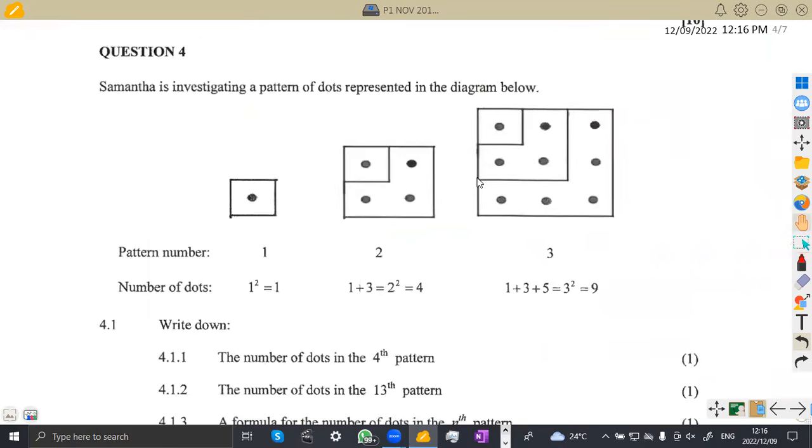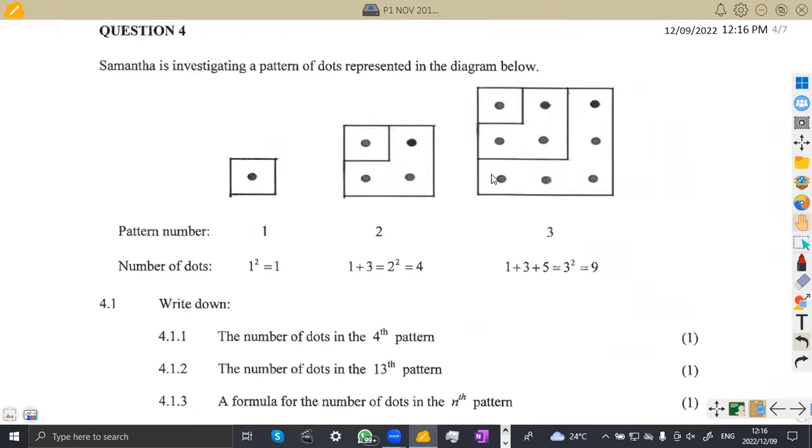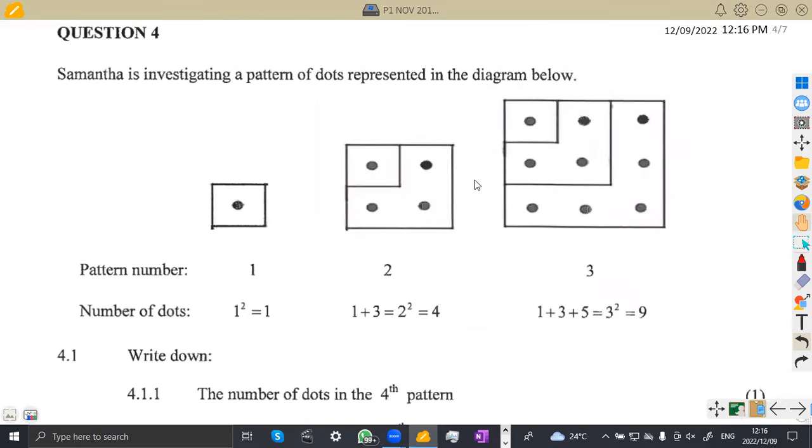All right, question 4. All right, so this one is 10 marks. Okay, on question 4, we are given: Samantha is investigating a pattern of dots represented in the diagram below. Okay, so the pattern, we've got the first one, second one, and third one. So as you can see, we've got first dot, which is 1 squared, 1. Then here, the second layout, 1 plus 3, which is 2 squared, which is 4, and so on and so on. So you can simply see that here we've got 1 squared.